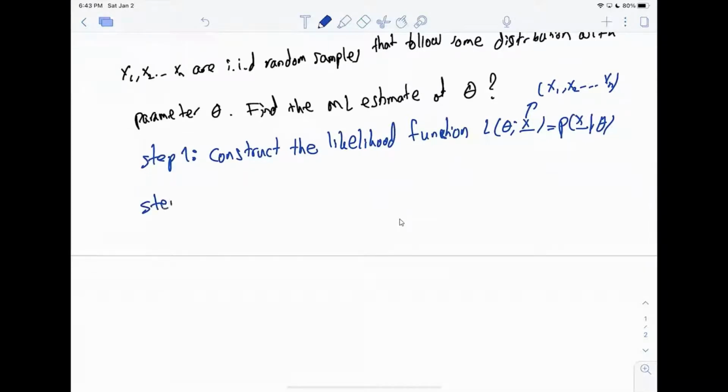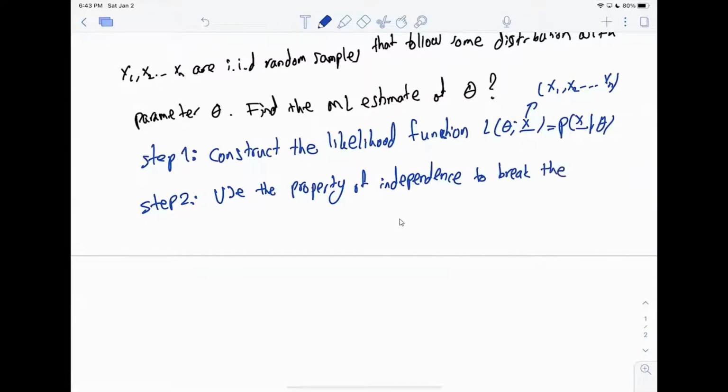Step 2, use the property of independence to break the joint density or distribution. That's step 2. I will explain what that is.